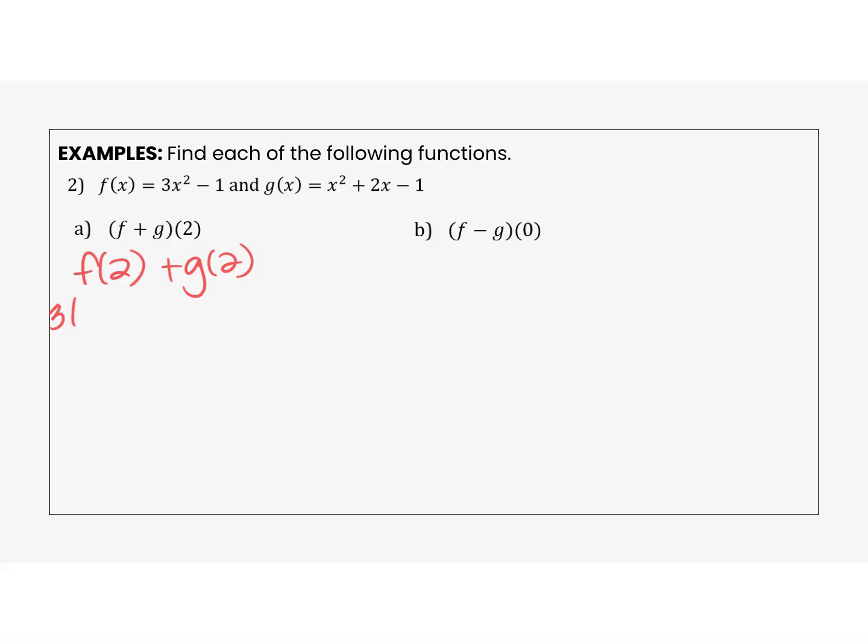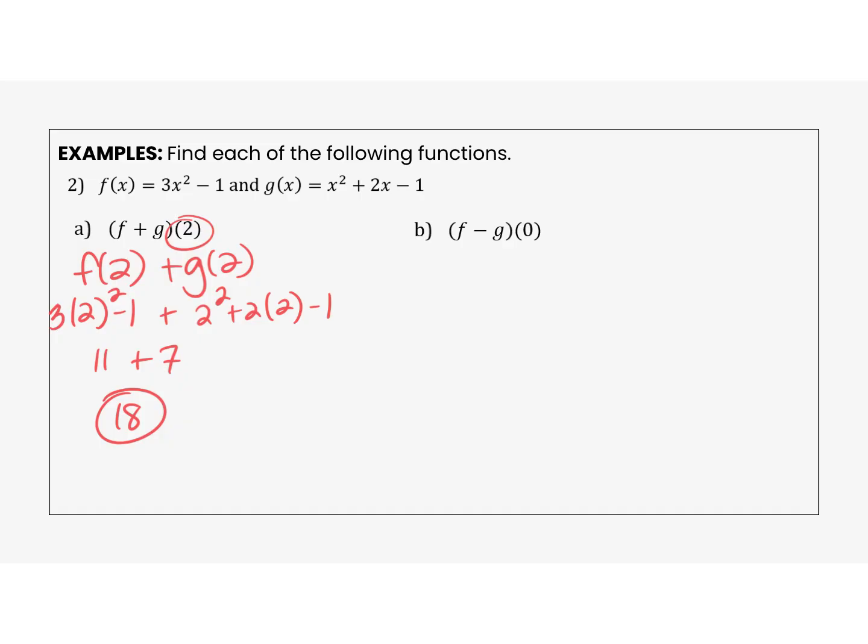So 3 times 2 squared minus 1. And then I'm going to add that to g of 2, which would be 2 squared plus 2 times 2 minus 1. So 2 squared is 4 times 3 is 12, minus 1 is 11, plus 2 squared is 4, plus 2 times 2 is 4. So 4 plus 4 is 8, minus 1 is 7. 11 plus 7 is 18. So when I have a number here, I should get a number as my final answer.